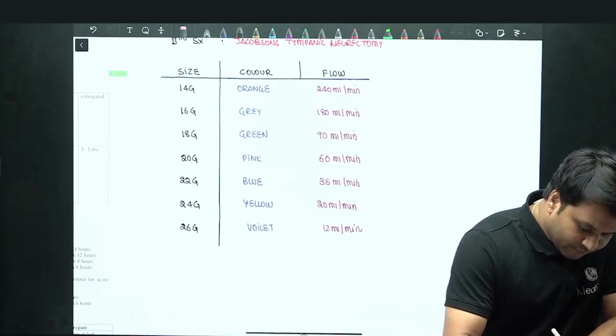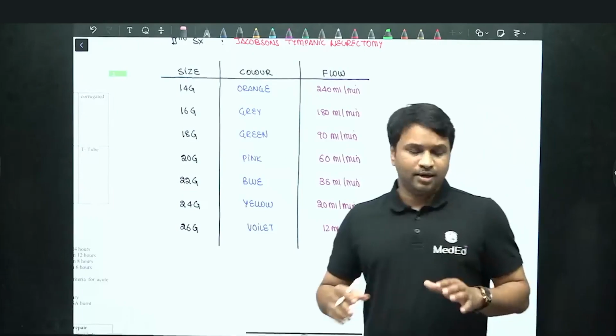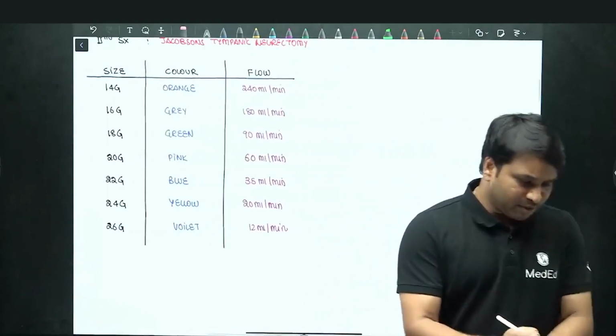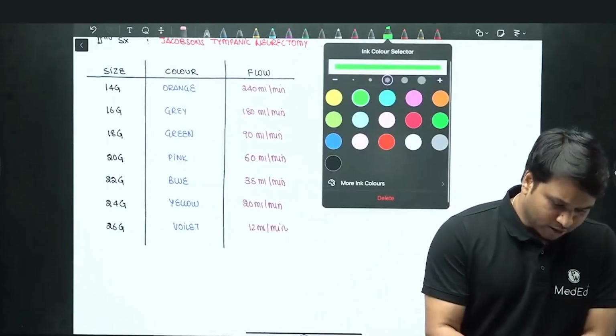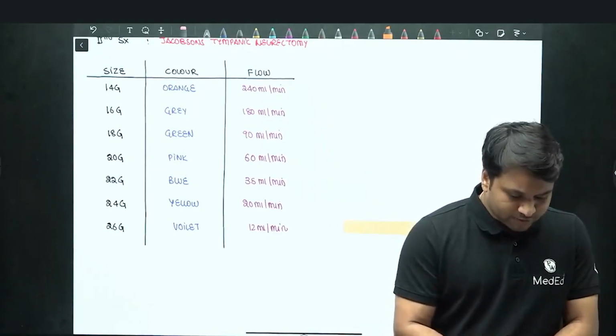So these are the flow rates, color codes, and all these. You need to know the numbers and remember at the same time. Now, the easiest way to remember, I have a small mnemonic for all my students. देखिए, the core of the earth is made up of lava.